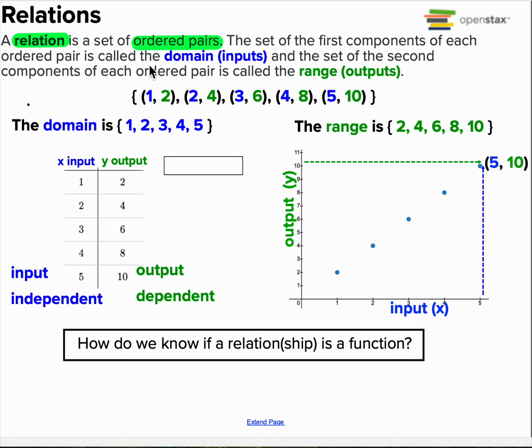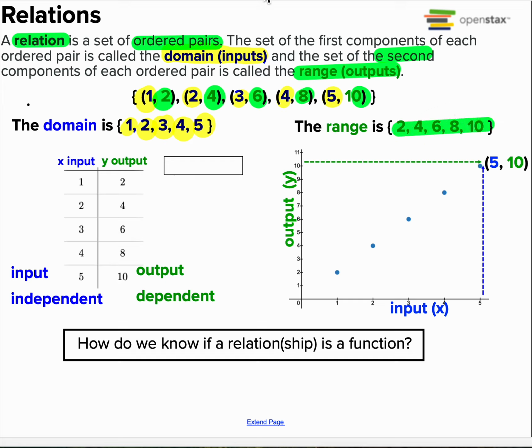But when we look at a set of ordered pairs, the first component is the input, or the domain. So here, 1, 2, 3, 4, 5. Those are the first component or element of the ordered pair, which we're calling the domain. And then the second component of each ordered pair, that's the range. So 2, 4, 6, 8, 10, and that's the range here.